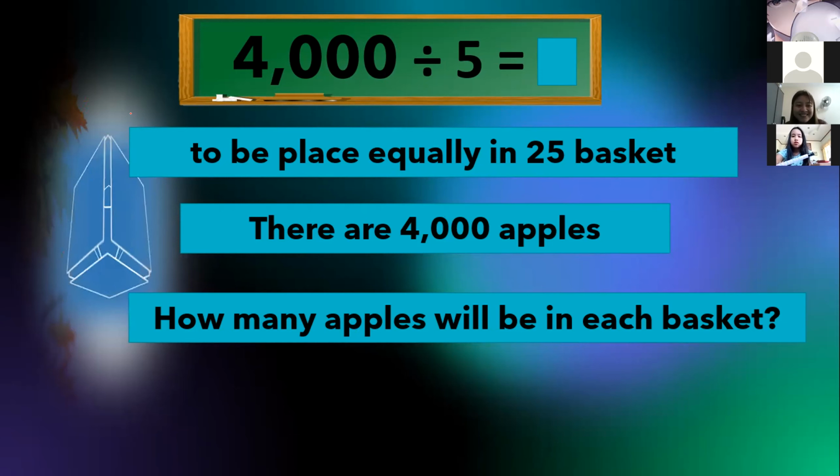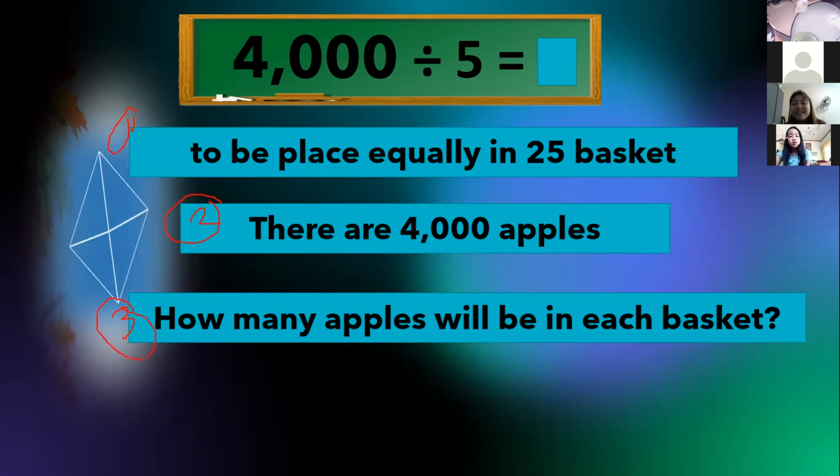What is it? 1 or 2? One. Okay, the answer is two. So look at here again, the given number. Always look at the given number. So it means there are 4,000 apples.